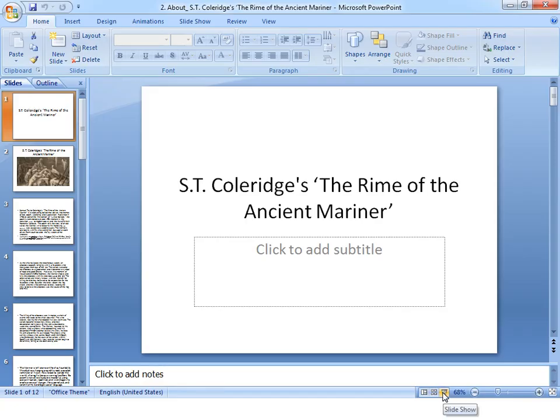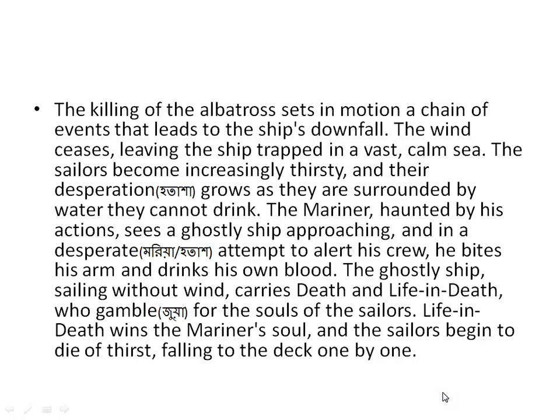The vastness, and they went to a portion of the ocean where it is calm and cool, vast, but there was no wind. The wind ceases. The sailors became increasingly thirsty. Their supply of food finished. Their desperation grows as they are surrounded by water and they cannot drink.